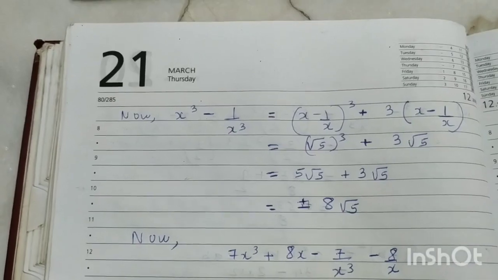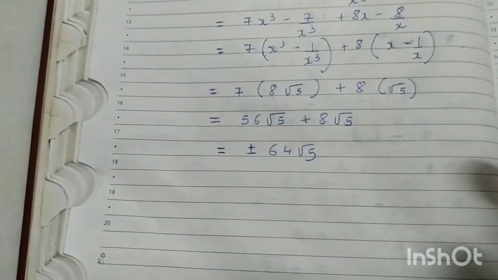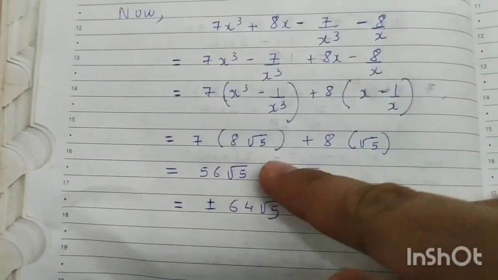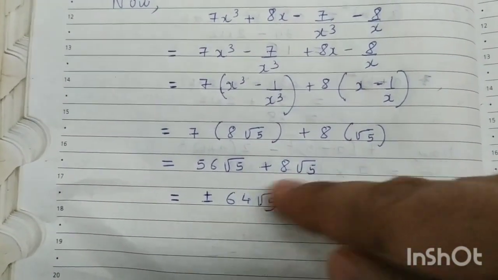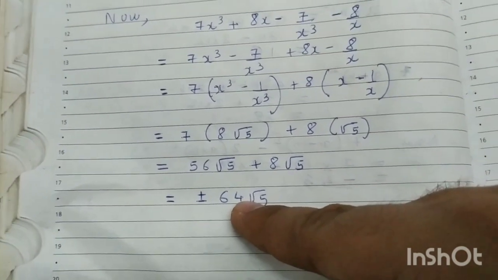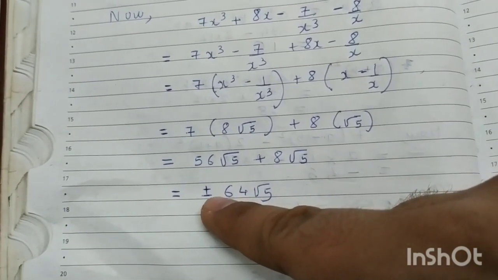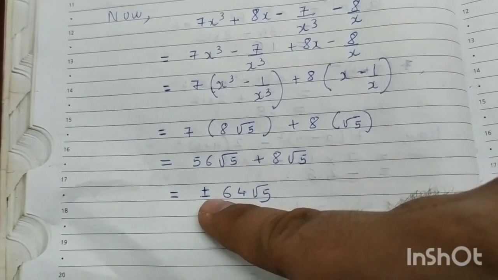So now that we've got the values of both the brackets, let's substitute the values here and we'll just add them up. And don't forget to introduce plus and minus sign in the final answer.